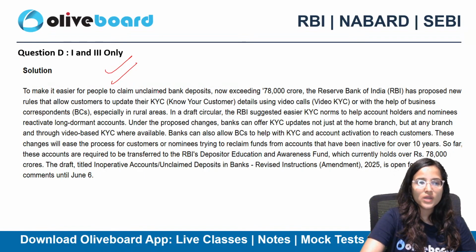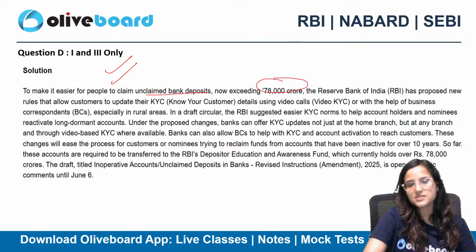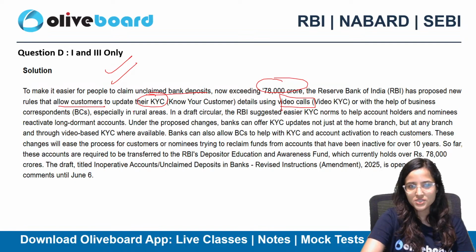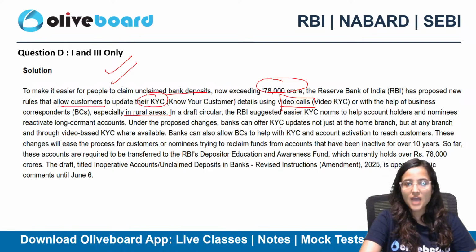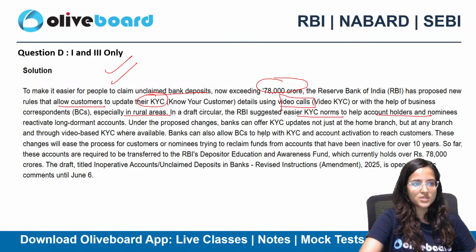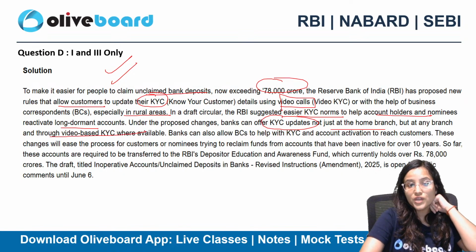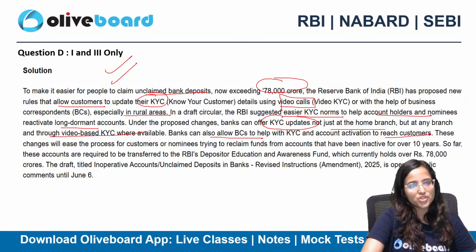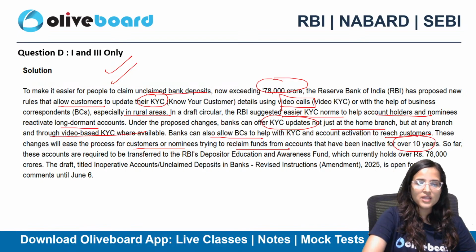To make it easier for people to claim unclaimed bank deposits, now exceeding 78,000 crore, the Reserve Bank of India has proposed new rules that allow customers to update their KYC details using video calls or with the help of business correspondents. BCs are business correspondents, especially in the rural areas. In a draft circular, the RBI suggested easier KYC norms to help account holders and nominees reactivate their long dormant accounts. Under the proposed changes, banks can offer KYC updates not just at the home branch but at any branch and through video based KYC where available. Banks can also allow BCs to help with KYC and account activation to reach customers, and these changes will ease the process for customers or nominees trying to reclaim funds from accounts that have been inactive for over 10 years.